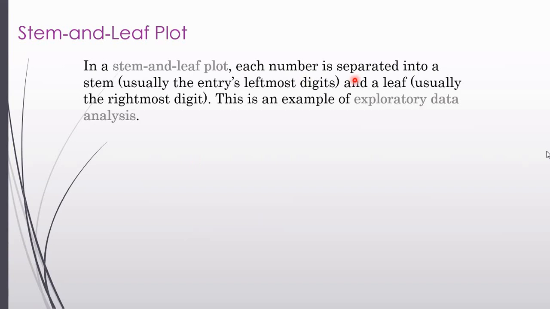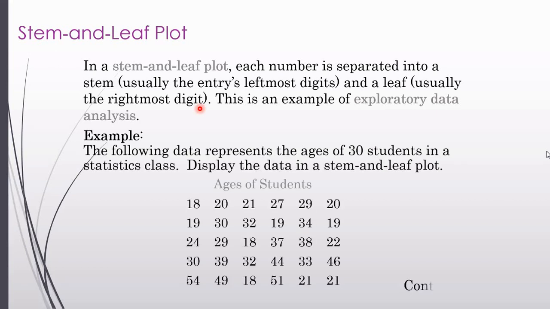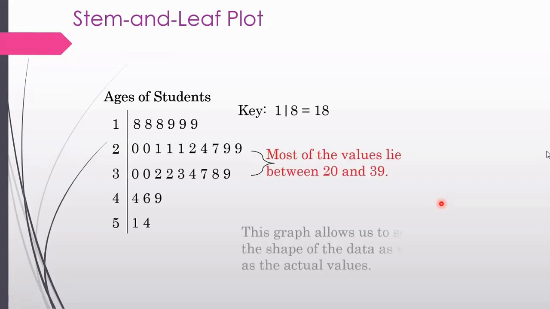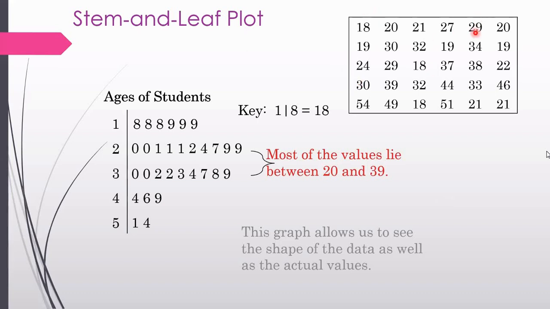In the stem and leaf plot, each number is separated into a stem, usually the leftmost digits, and a leaf, usually the rightmost digit. So here we are looking at the stem and leaf. This is an example of exploratory data analysis. Here we have data representing the ages of 30 students in a statistics class. Now we want to summarize those 30 students' ages in a stem and leaf plot. The minimum age is 18 and the maximum age is 54.